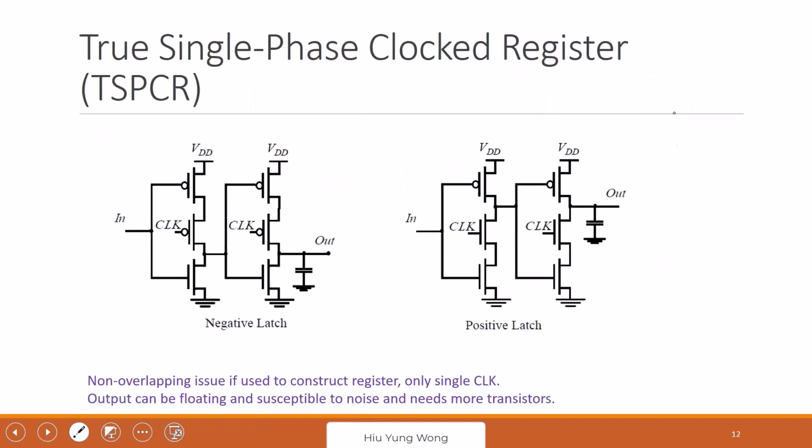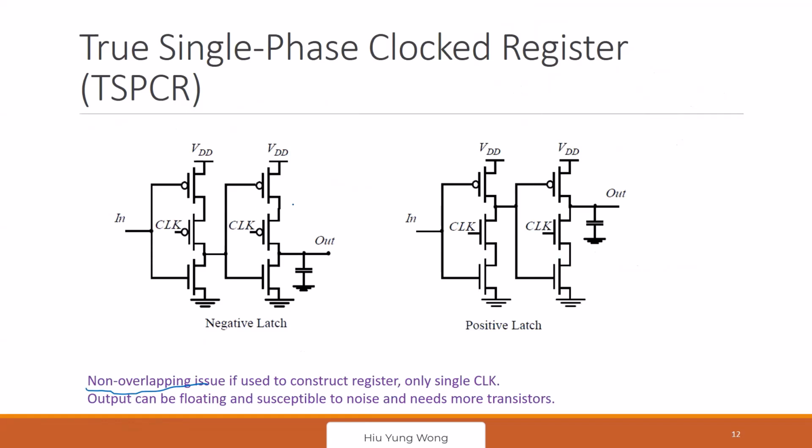Now, then we also have something called the true single phase clock register. Here you don't have the overlap issue, right? The clocked CMOS still has a little bit of clock overlap issue. Here there will be no clock overlap issue. Okay, so on the left is the negative latch. On the right is the positive latch.